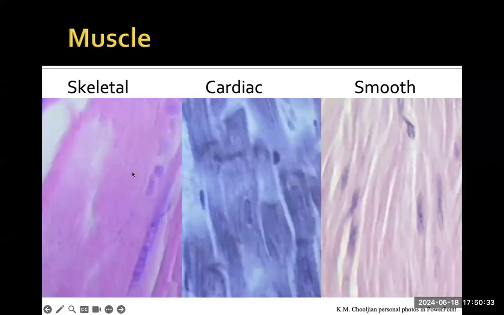So this is what they would look like side by side. You can see the striped here for skeletal. You can see those dark bands, which are intercalated discs, for cardiac. And then you can see here that this is spindle shaped, meaning it's chunky in the center and tapers off at the end, for smooth.